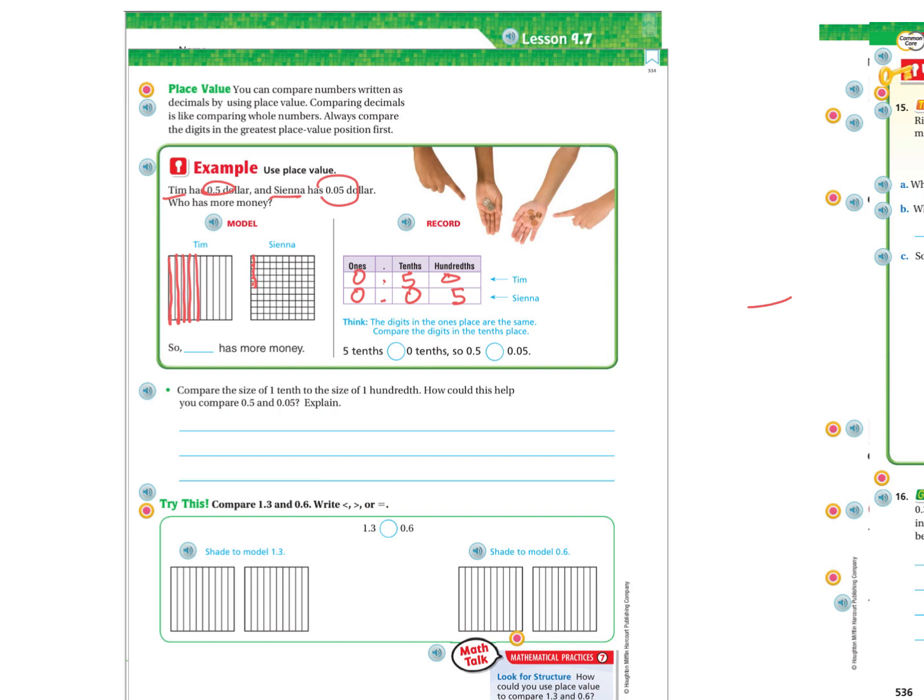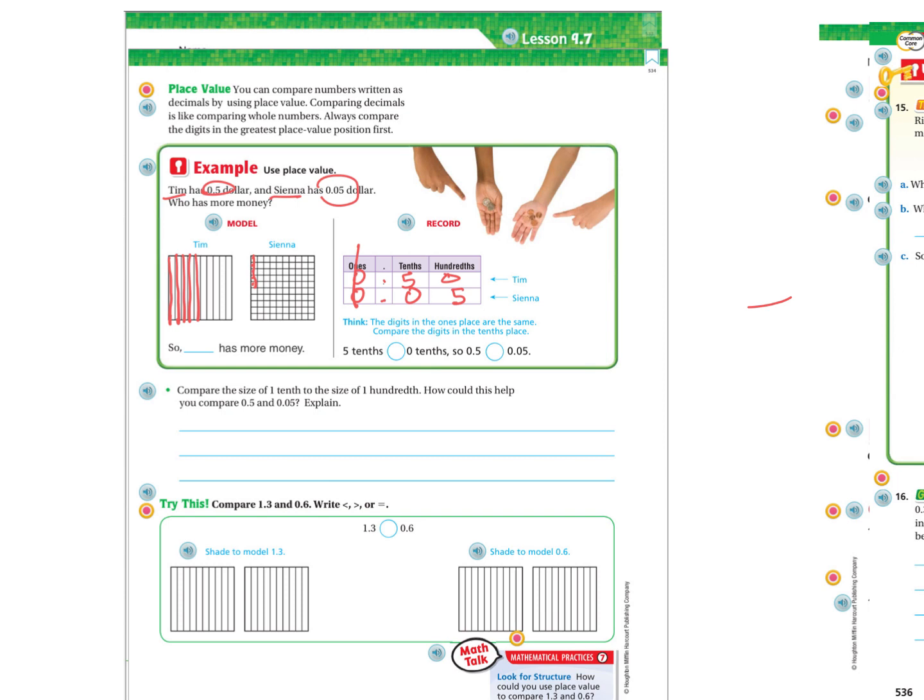All right. So again, like it said, we're going to look at the greatest value. All right, 0 and 0 in the ones are the same, so just cross them out. And then we have 5 and 0. Which is bigger? 5 is bigger than 0. So 5 tenths is way bigger. You can see it in the model. So this is how you can see with place value.